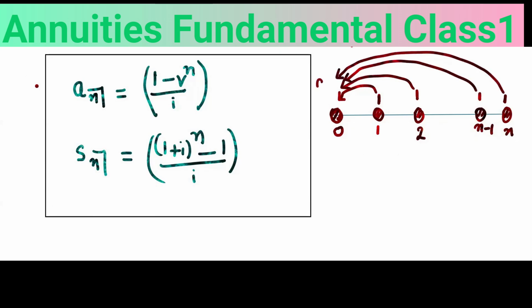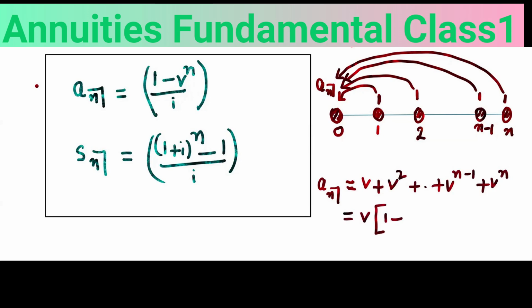And the notation for this is an. So let me write an here. An will be the present value of this one, that is v, and the present value of this one, that is v square, the present value of this one, that is v power n minus 1, and the present value of this one, that is v power n. So you need to remember one formula, very simple 10th standard formula, that is geometric progression. v plus v square plus up to v power n, a geometric series.